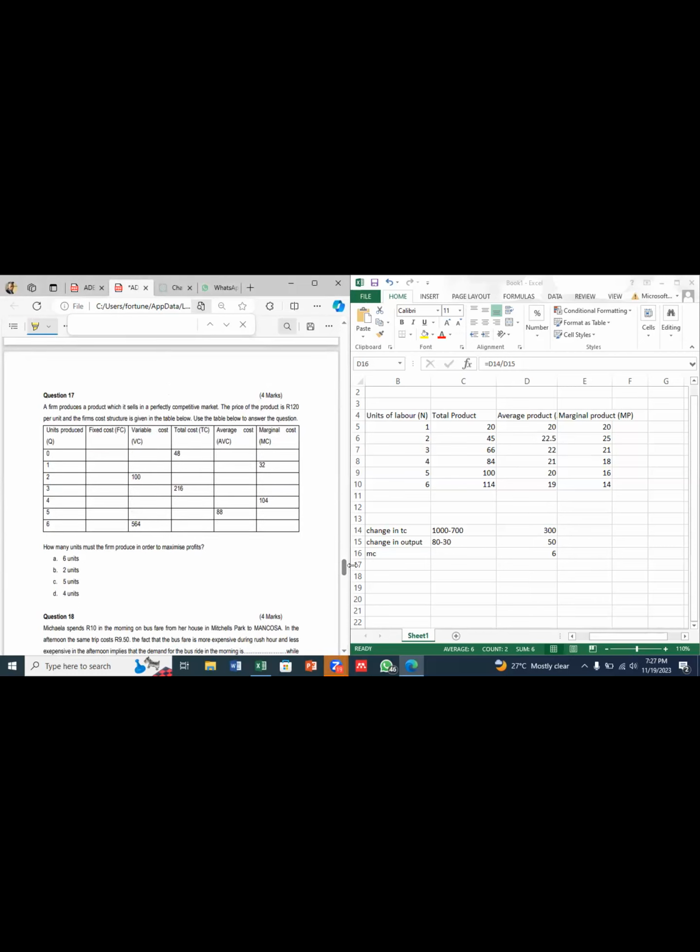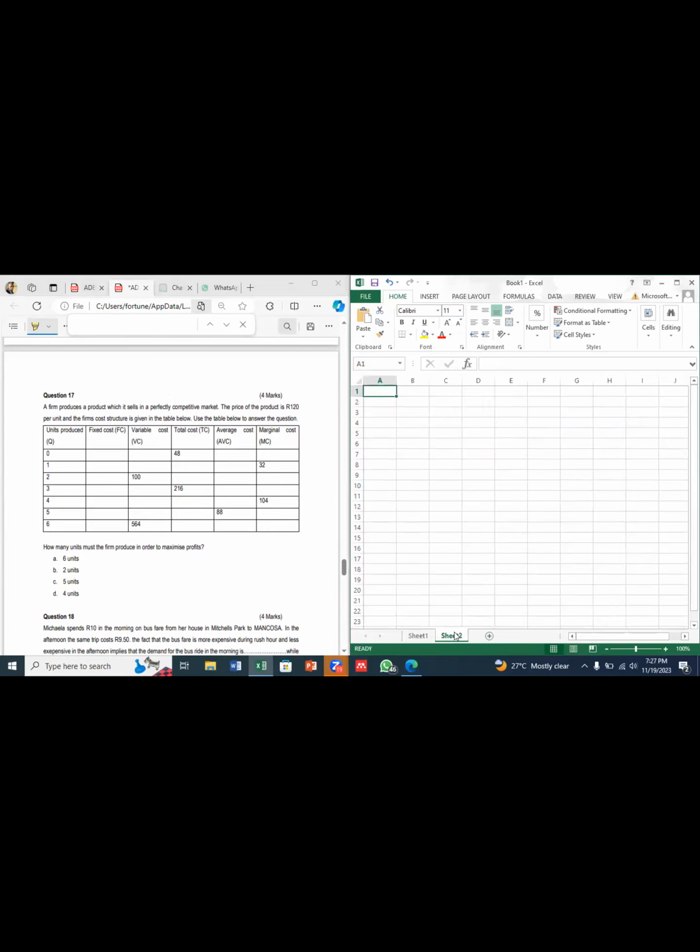All right, so question 17 states that a firm produces a product which it sells in a perfectly competitive market. The price of the product is 120 Rand per unit, and the firm's cost structure is given from the table below. Use the table below to answer the questions. So we are going to try to recreate that table using a new set of units produced, then we have fixed costs, variable costs, total costs, average variable costs, and marginal costs. Then the units are running from 0, 1, 2, 3, 4, 5, 6.